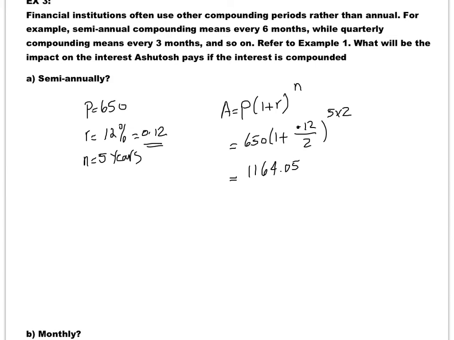If you evaluate this one, then you are going to find that this is $1,164.05. So the interest now that he has to pay is going to be 1164.05 minus 650, which is going to be $514.05.